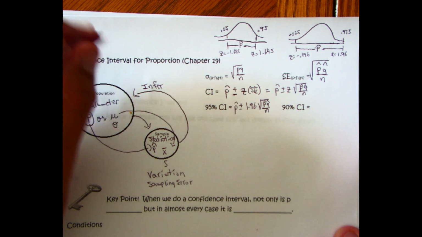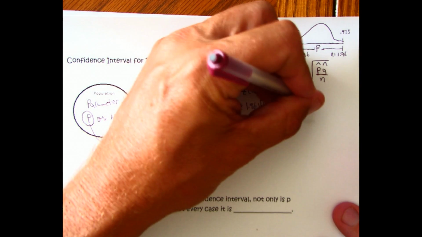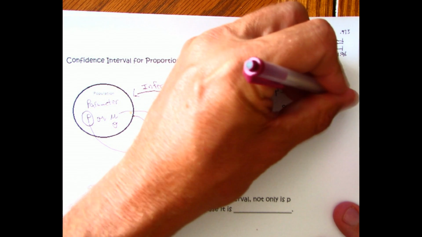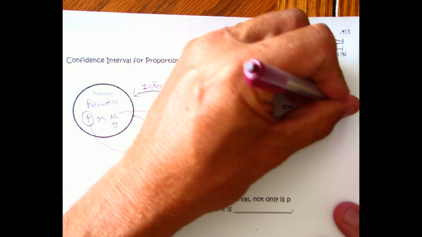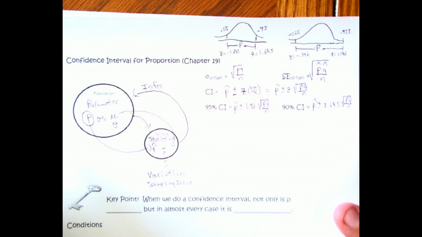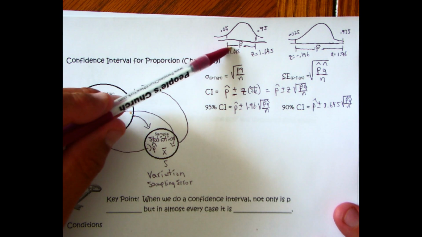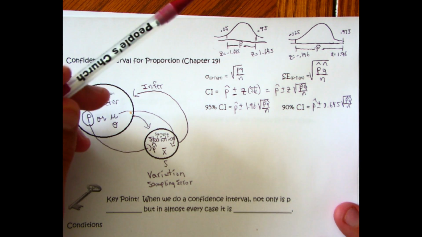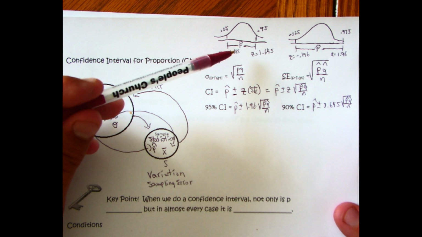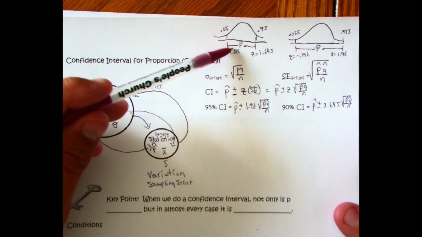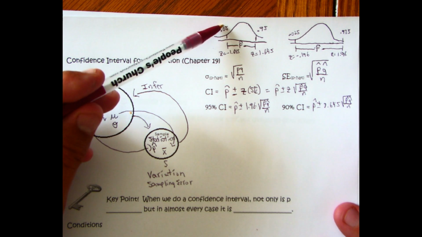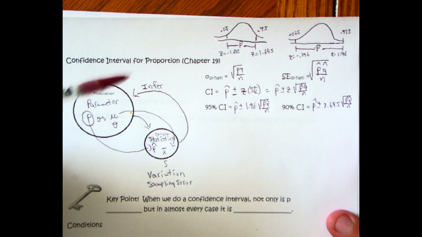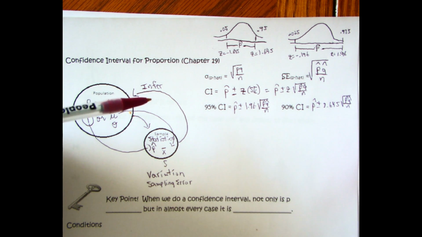And in a 90% confidence interval, we do p hat plus or minus 1.645 times the square root of p hat q hat over n. Well, why? Because our sampling distribution is going to be normally distributed as long as it meets our success-failure condition. And every time I go 1.645 standard deviations from the mean, either way, that brings me either to the 5th percentile or the 95th percentile.